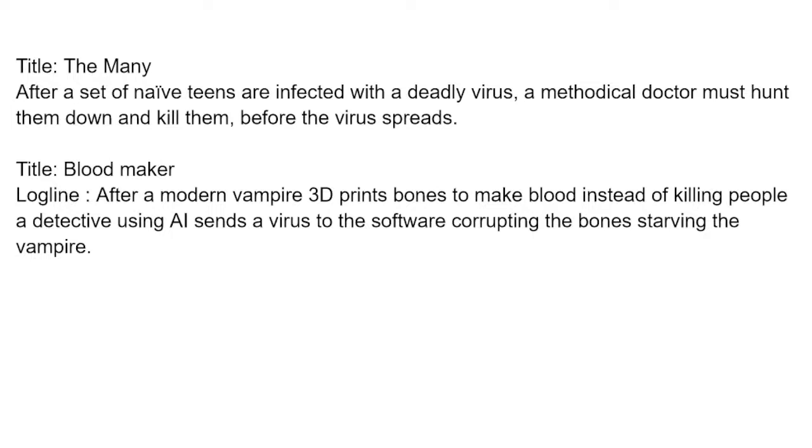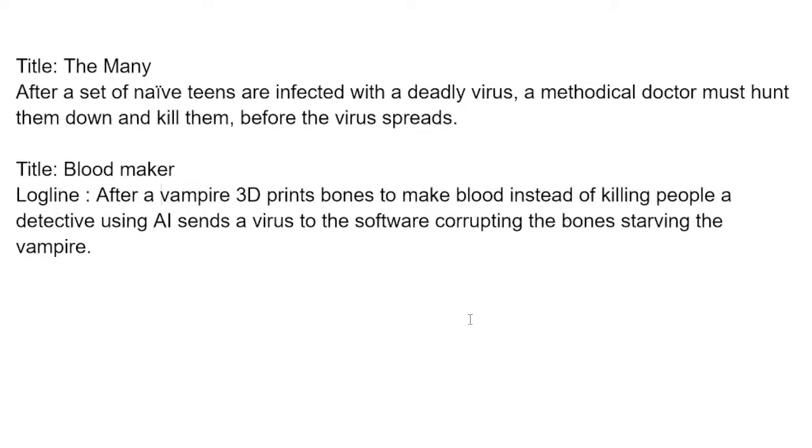So let's start with the basics. I'm kind of confused. We would assume the story to be modern unless something says it wouldn't be, so you don't need to write a modern vampire. Okay. After a vampire 3D prints bones to make blood instead of killing people, a detective using AI sends a virus to the software. Is this based on or inspired by my premise that I suggested earlier of corrupting the 3D printer? Okay. Props to you for weaving that in.